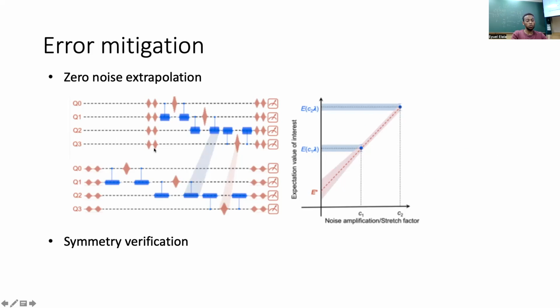Zero noise extrapolation, what it does is, this is the circuit that we want to simulate, so we scale the noise so that, for example, with this sort of noise, we got the expectation value to be here. And if we scale the noise to be large, we got the expectation value to be here. If we extrapolate this, we can get the value of the expectation value when the noise is zero. It's some sort of approximation.